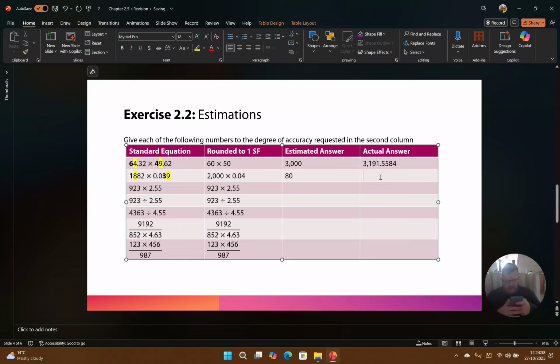We'll double check that. It's 80, yeah. And then we do 1,882 as the actual answer times 0.039. Well, that's interesting.